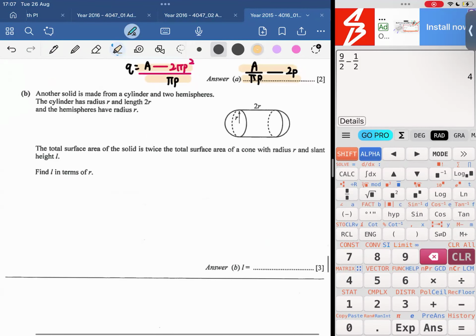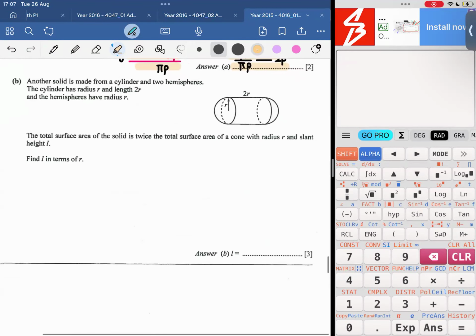Okay, now the bottom one. So this one over here, they are saying that there's a cylinder and two hemispheres. So my cylinder and my two hemispheres. My two hemispheres will become a sphere. Sorry, the radius is all given. So the total surface area of the solid is twice the total surface area of a cone with radius R and slant height L. You want to make L the subject.